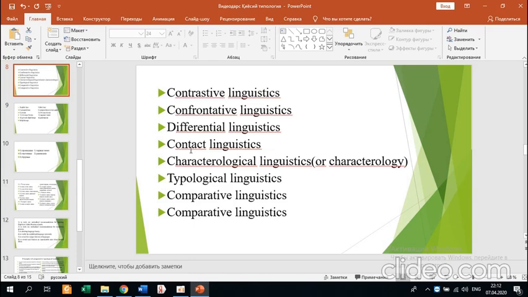Characterological linguistics or characterology studies all formal and functional units of a given language at a given moment in the context of general linguistics as to Rojdestvensky, and it is aimed at comparing one language in comparison with several others through the prism of one of them.